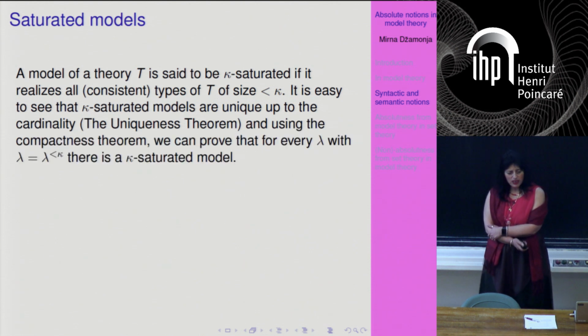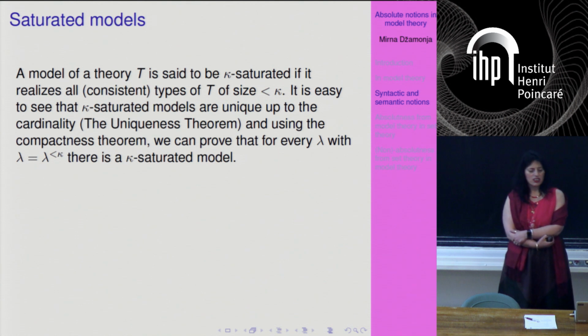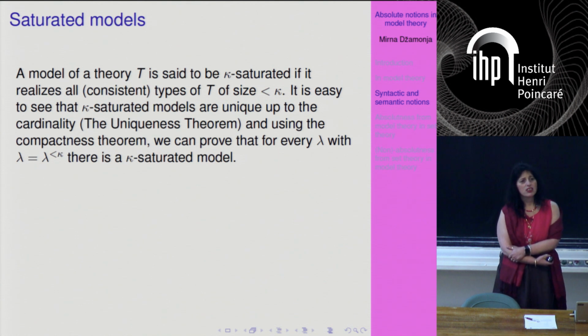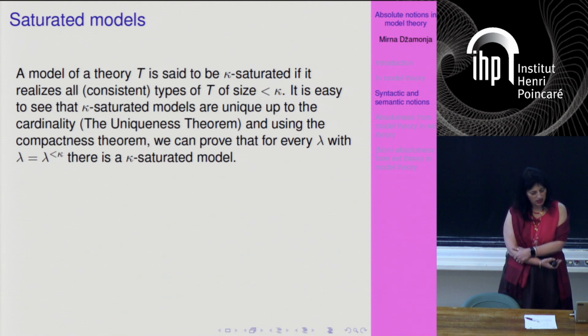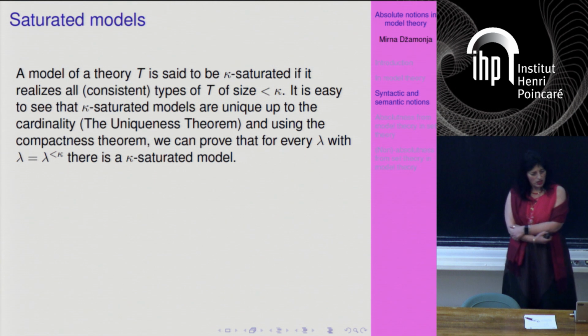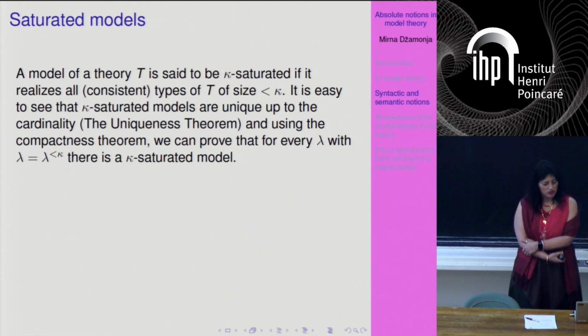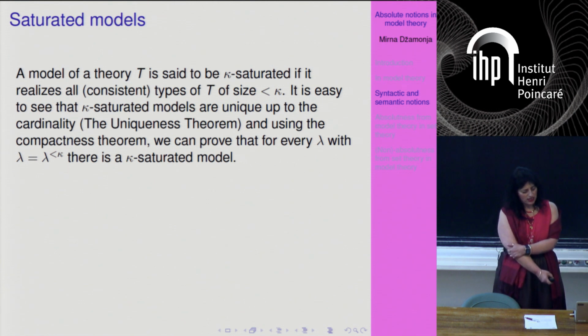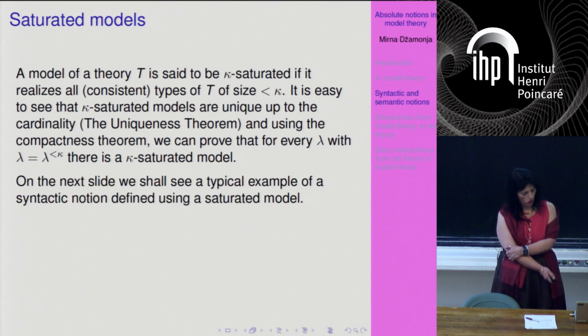And using the compactness theorem, we can prove that for every lambda which is saturated in its own cardinality, of size kappa. So we're just talking about kappa saturated models, of size kappa. That's what it means, saturated. So using the compactness theorem, we can prove that for every lambda with lambda equal to lambda less than kappa, there is a kappa saturated model, I should have said, of size lambda. I've forgotten to write that.